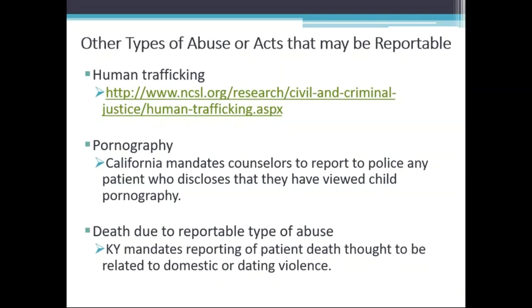And then I'd use Kentucky as another example of how tweaks to the language can change that. As I mentioned, Kentucky changed the mandate to report domestic violence to now mandate to provide education and resources. However, if a patient dies and it is suspected or known that their death is related to domestic or dating violence that had been reported to you, then you are required to report that in our state.